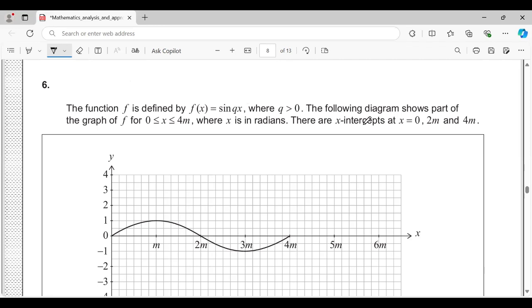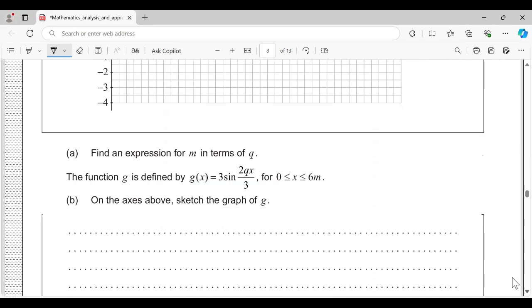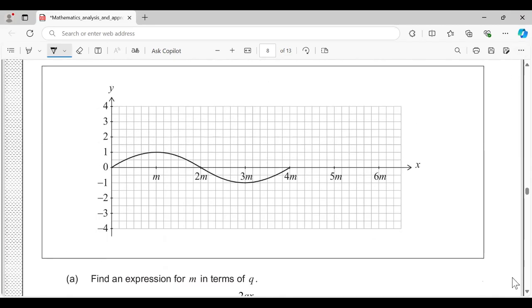There are x-intercepts at x equals 0 on the origin, 2m here, and 4m. The question: find an expression for m in terms of q. Right.